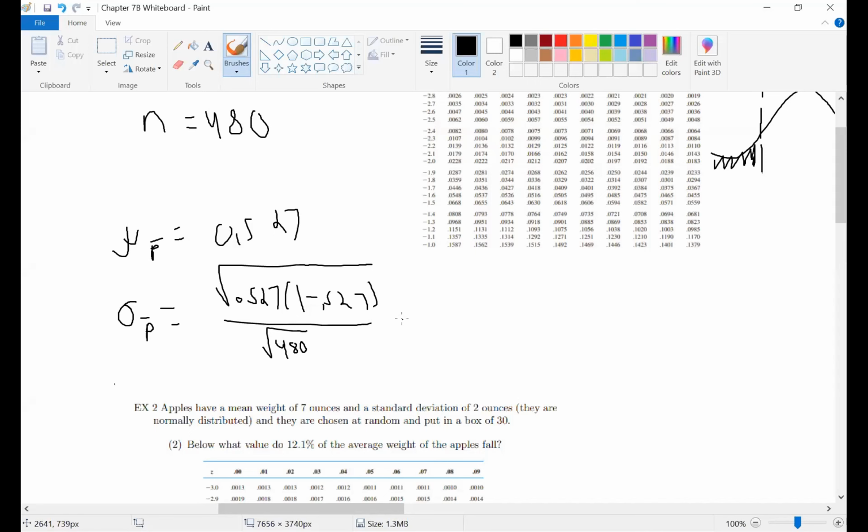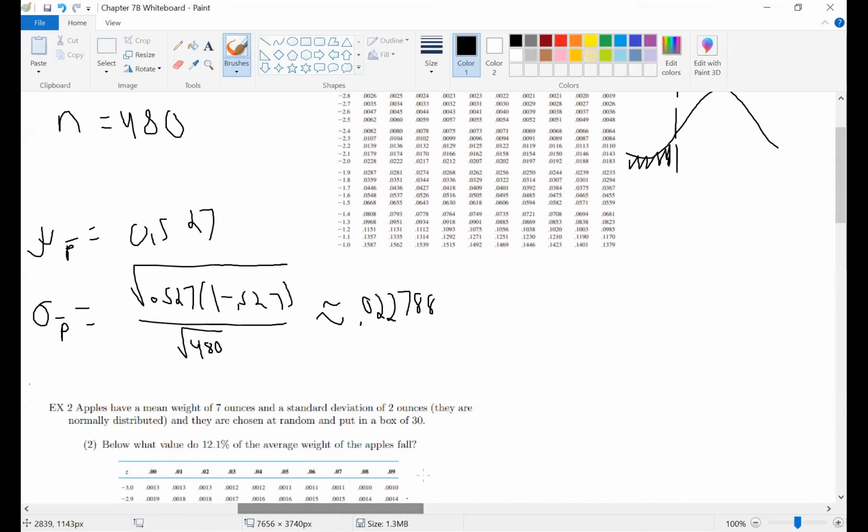So therefore, we know this is 0.227. I think it was 0.22788. Oh, sorry, I forgot the 0. There we go, 0.022788. Sorry about that. All right. Now we have that.